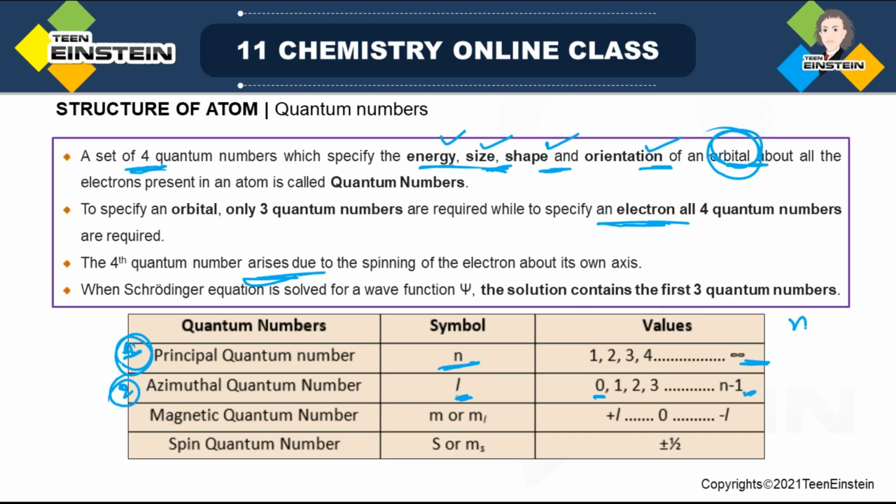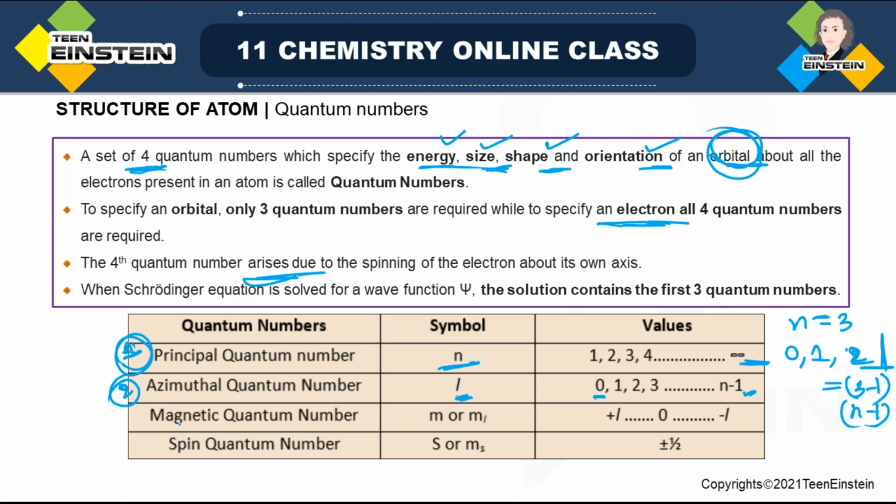Suppose n is equal to 3. The possible values of l will be 0, 1, then 2, because 2 is nothing but 3 minus 1, that is n-1. You cannot have more than 2; you have to stop here. In this way, when you know the value of the principal quantum number, you can easily work out the possible values of the azimuthal quantum number.